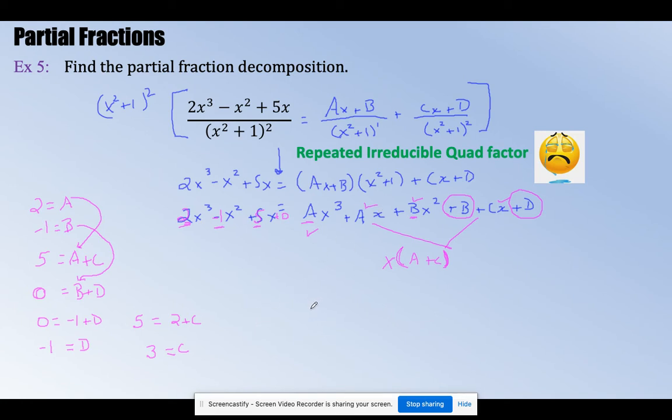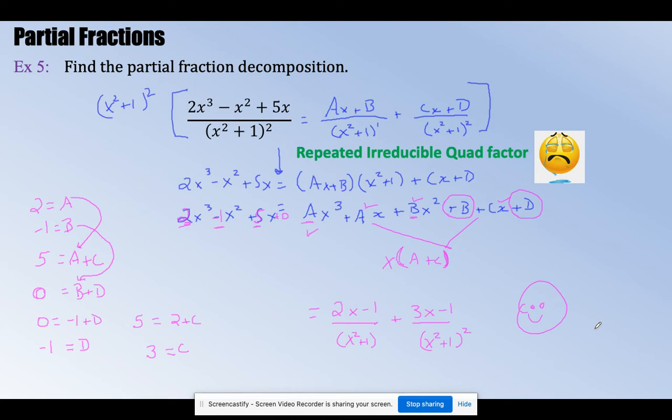My final answer is my partial fraction decomposition is 2x minus 1 plus 3x minus 1. Woohoo! Longer, but not too bad.